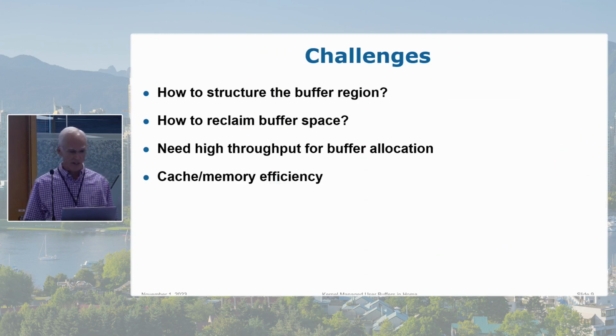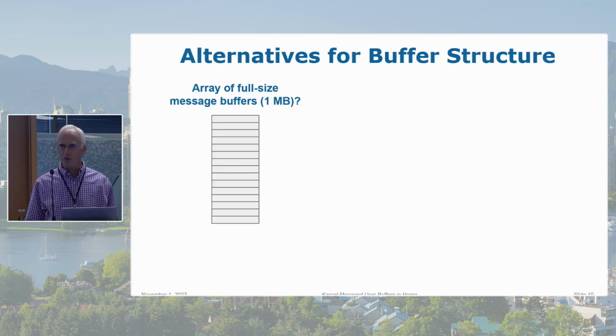And there were 4 challenges in this. First one is, how do we organize that buffer region? Second one is exactly how do we reclaim buffer space once the application is finished with the message that it's received? And then a couple of details. We want this to be pretty efficient, both in terms of buffer allocation. If you're allocating small message buffers at 100 gigabits per second, that's a lot of buffers per second that need to get allocated. So this needs to be super high throughput. And then we'd also like to make pretty good use of cache and memory space. So first, a couple of alternatives just to cover the space of design.